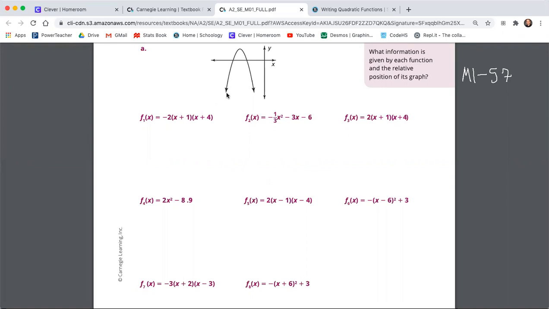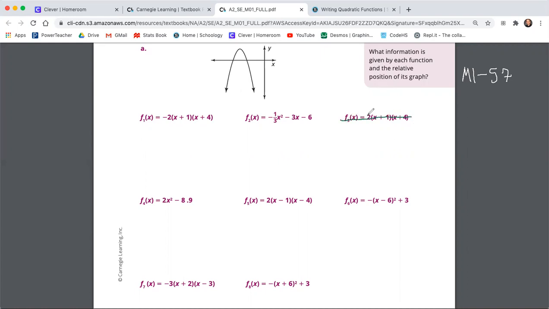When we're looking at whether this is concave up or down, we see that the function is indeed going down. So that means the leading coefficient, or the a value, has to be negative. Since this has a leading coefficient of -2, that could be it. We don't want to rule that out yet.